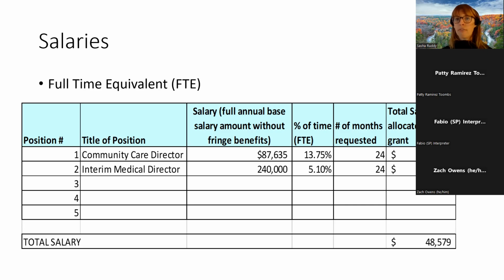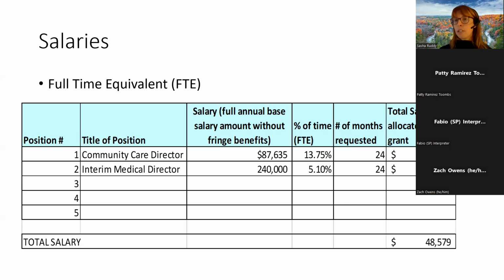The percentage of FTE, so this is where this organization believes that this interim medical director, we see them at 5.10%. So they're probably just consulting and getting some information from this interim medical director. So they don't need a lot of time from them. The community care director, which is the one above, is working more on these program goals, so it's represented in a higher percentage.